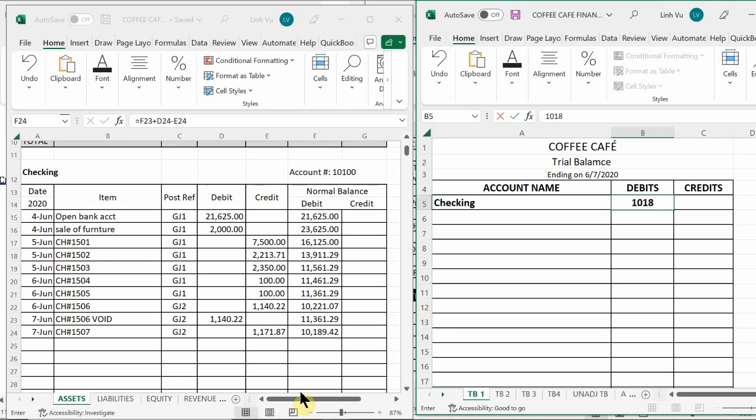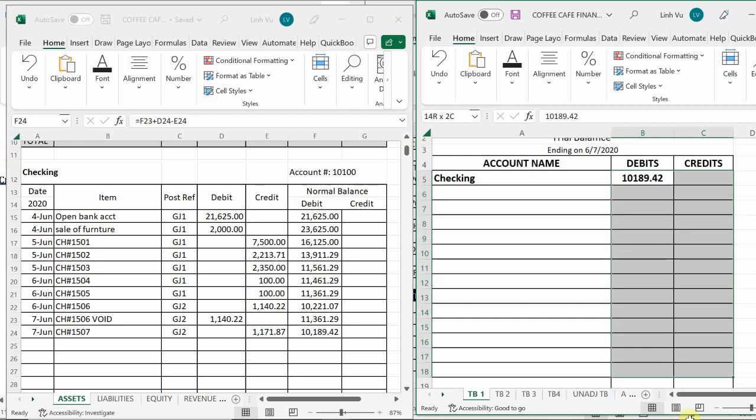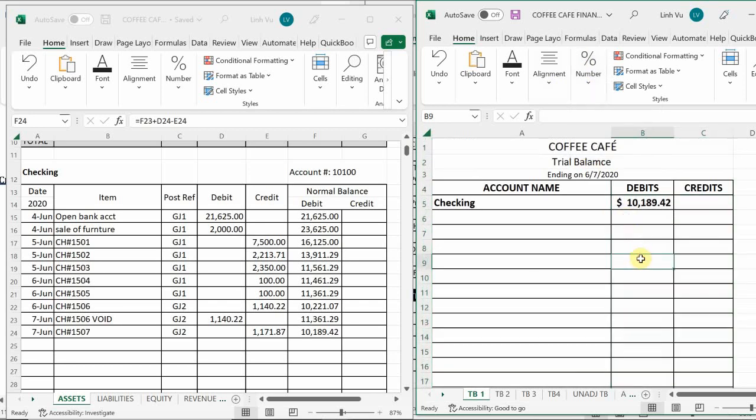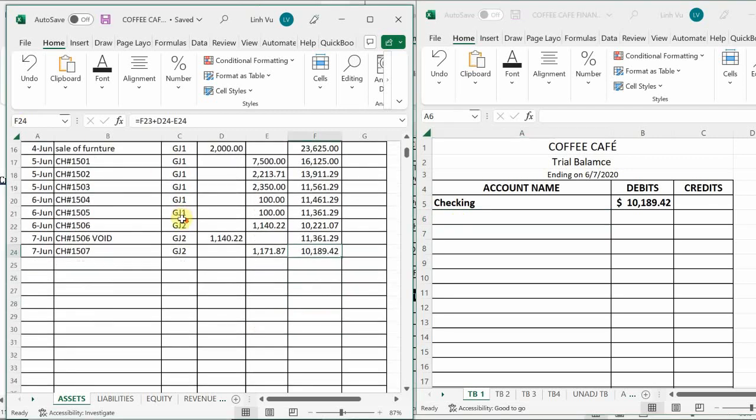So, 10,189.42. Now, how you want to format this is up to you, whether you want to use dollar signs or not, or accounting style, or whatever it is that you want to format your page by. I do like to use accounting for this one just to see my dollar amounts here. So I'm going to record it on my debit balance side. Okay, so that's my first account there.